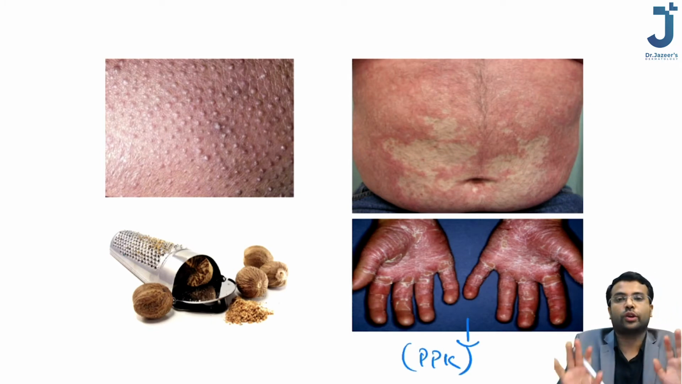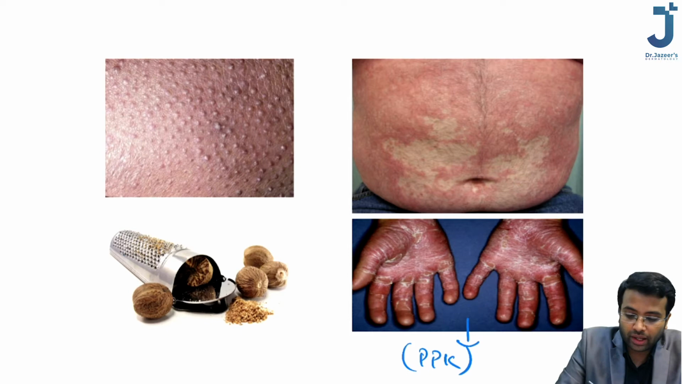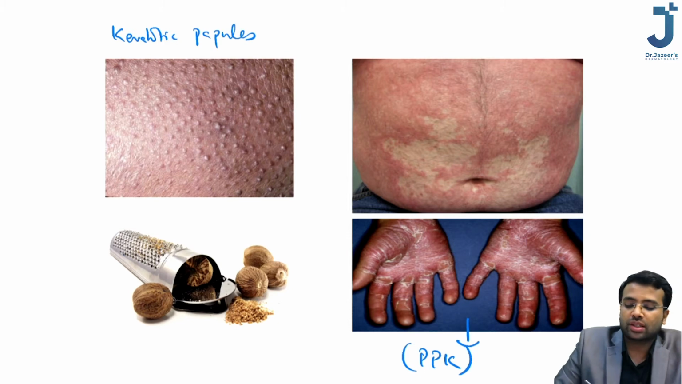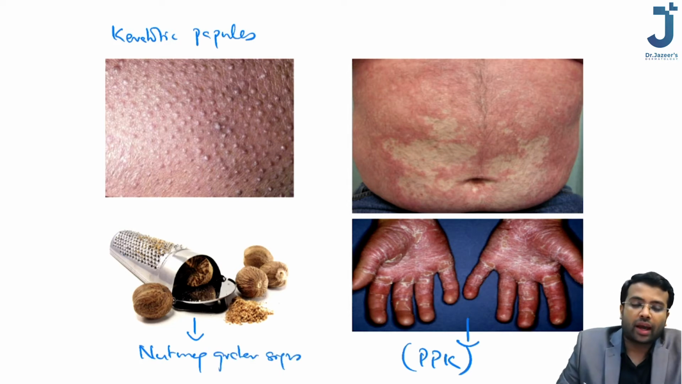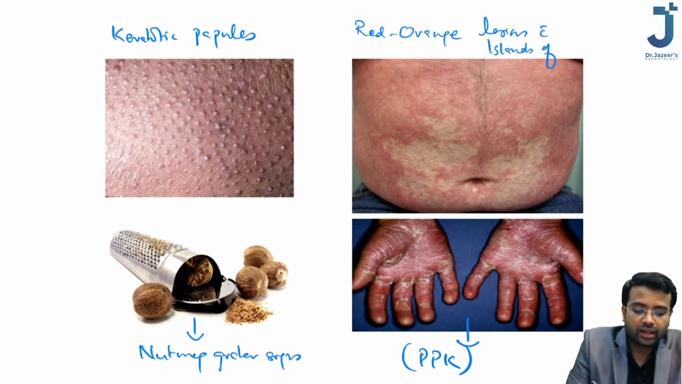So what do you mean? There is going to be a thickening of the palms and the soles, and there is going to be increased scaling as well. In this image you can see multiple findings. You can see some keratotic papules over the skin. These keratotic papules are compared to a nutmeg grater sign. And you can see a red to orange kind of skin lesion with islands of sparing.